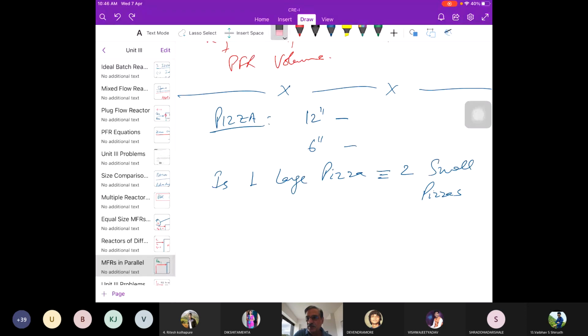हाँ सर. ये आपके लिए होमवर्क है, just for you to have a thinking or thought process कि are 2 small pizzas equivalent to 1 large pizza? Forget about the cost. ठीक है.